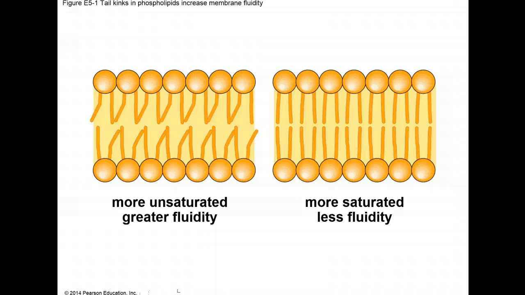Cell membranes of organisms that must live at low temperatures tend to be more unsaturated. The kinks help the membrane stay fluid in what would be normally an environment that would make the membrane want to become less fluid.